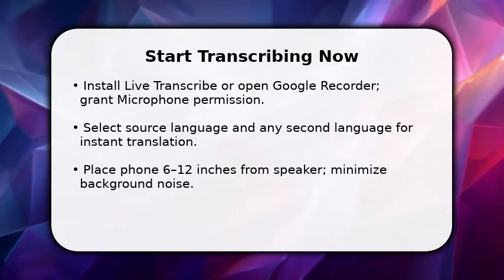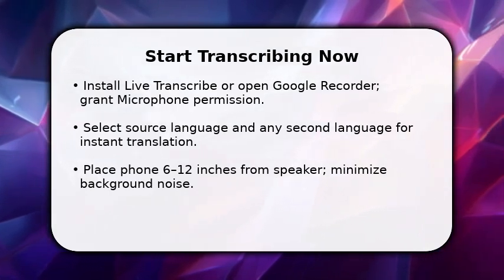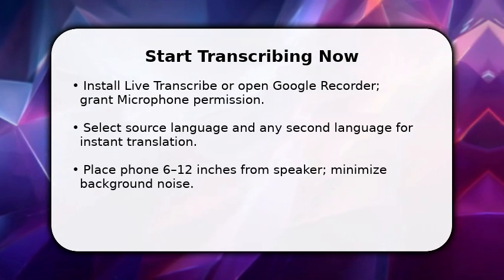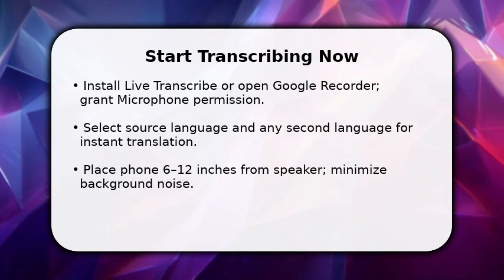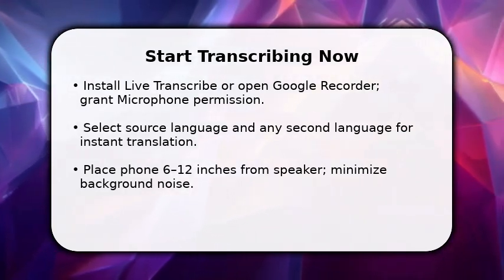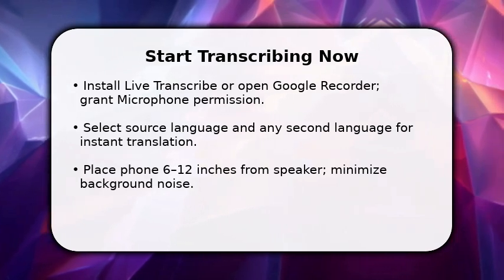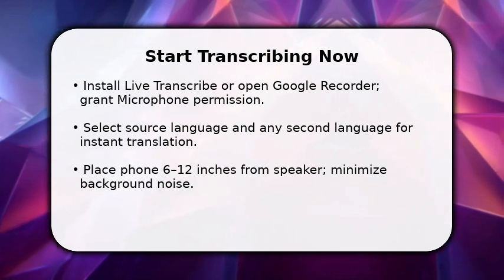You're ready to capture speech immediately. First, open Live Transcribe or Google Recorder and grant microphone access. This lets the app hear audio. Once done, pick the primary language and optional translation language so words map correctly. Make sure the device is 6-12 inches from the speaker and reduce background noise to improve accuracy. You'll see live captions begin.